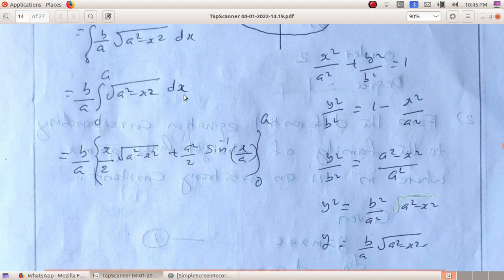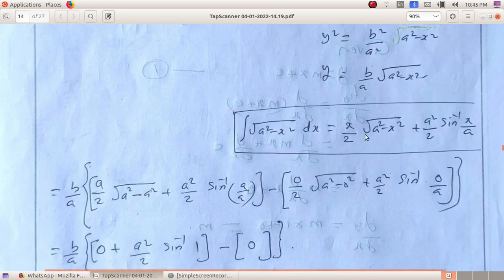Then you learn a formula by heart. Integral of root of a square minus x square, this is the formula: x by 2 into root of a square minus x square plus a square by 2 sin inverse x by a. This formula is to be learned by heart. Then the limit is 0 to a. Then apply a for x, then minus 0 for x.